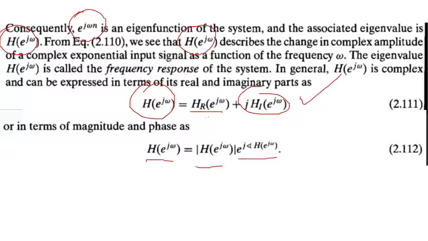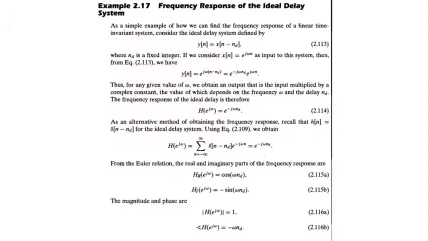Two things you need to remember here: whenever you apply a complex exponential at the input of an LTI system, you will get that complex exponential at the output multiplied by the frequency response, and the frequency response will alter the amplitude and the phase of the input signal. Let's move on to the next slide.